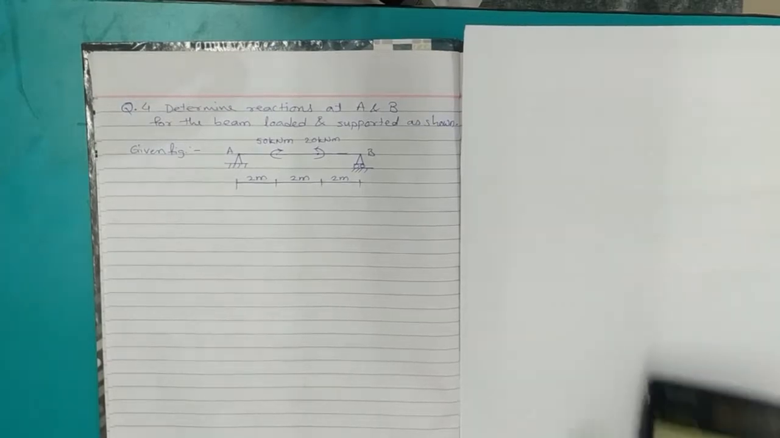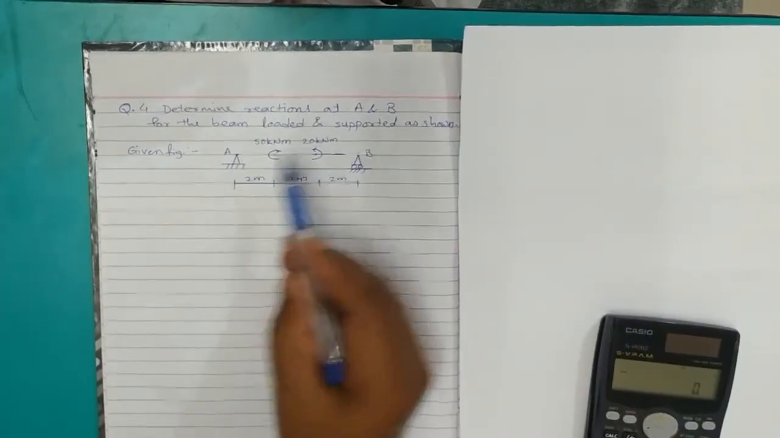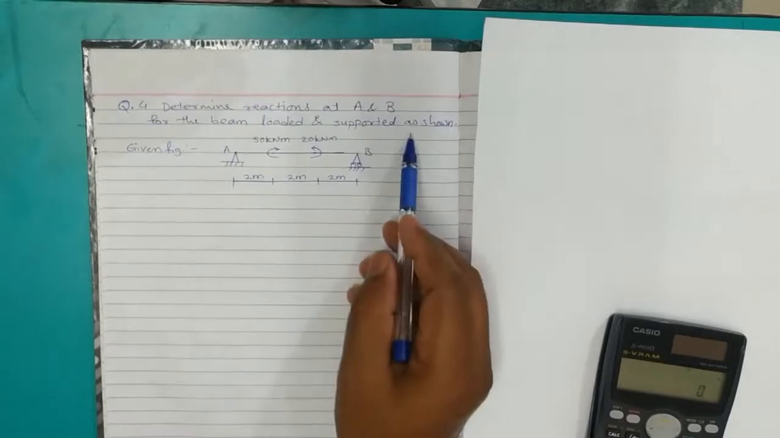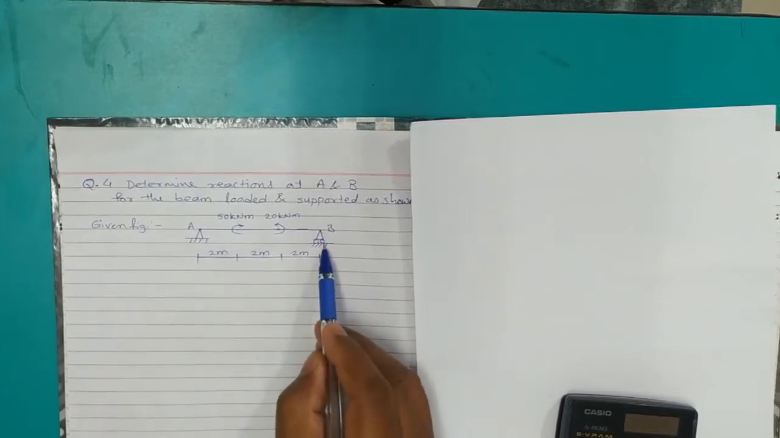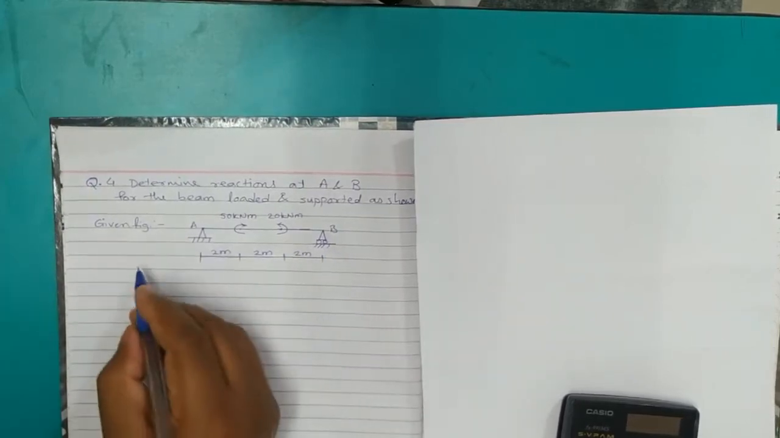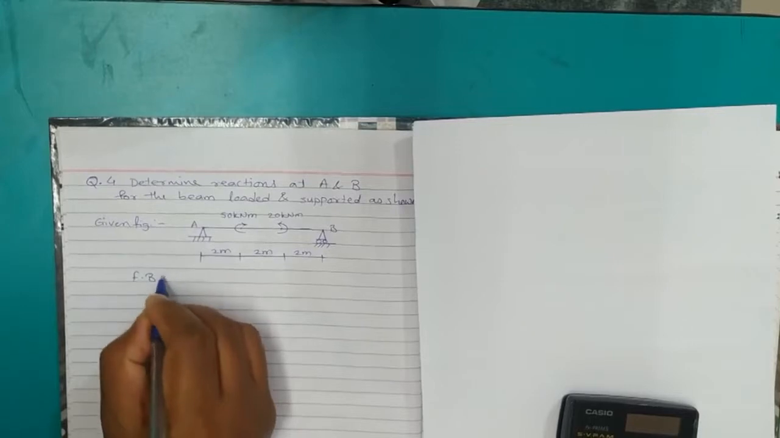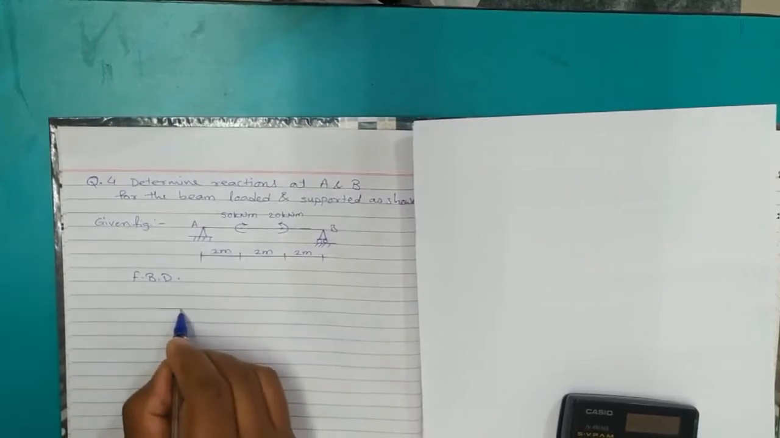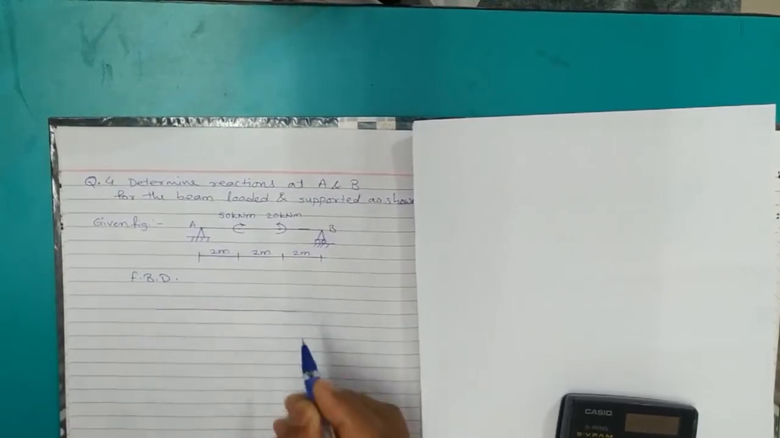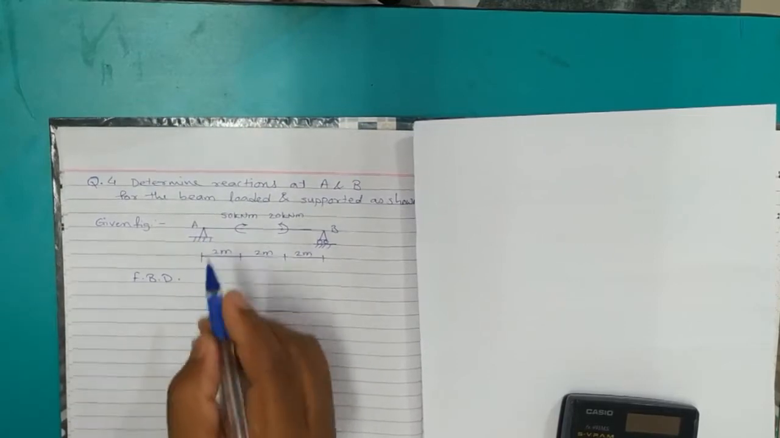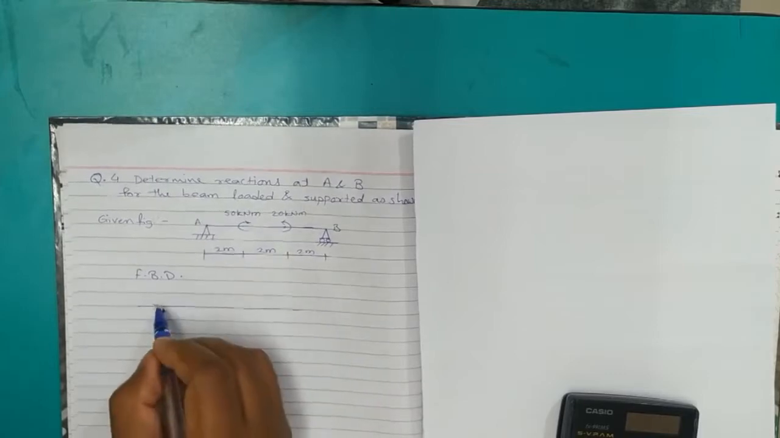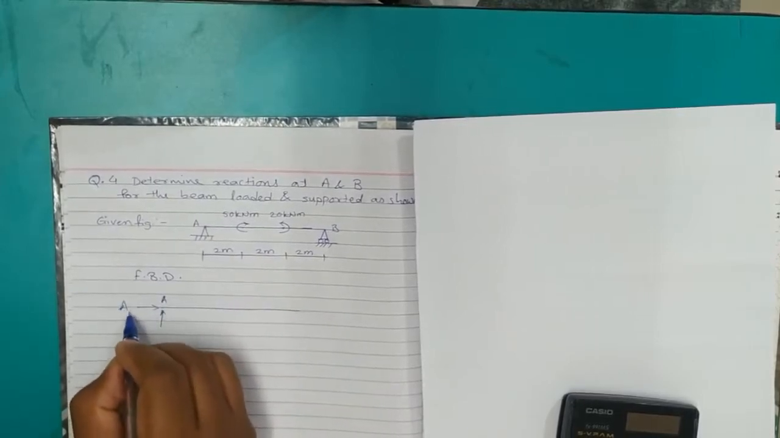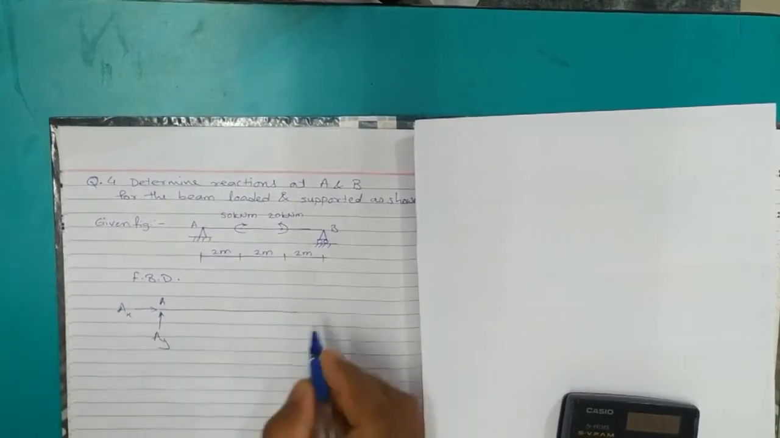Here we have to determine reactions at point A and B for the beam loaded and supported as shown in the figure. So in this figure we can see that at A we have a hinge support and at B we have a roller support. So let's draw the FBD and remove the supports, and instead of these supports show the reactions. For hinge we always have two reactions, one horizontal and one vertical. It is at point A. Let's call it AX, AY.